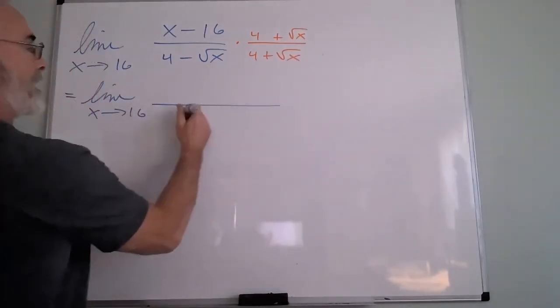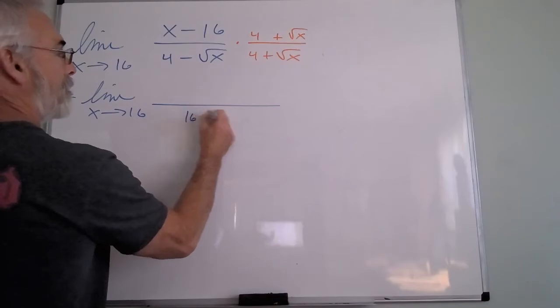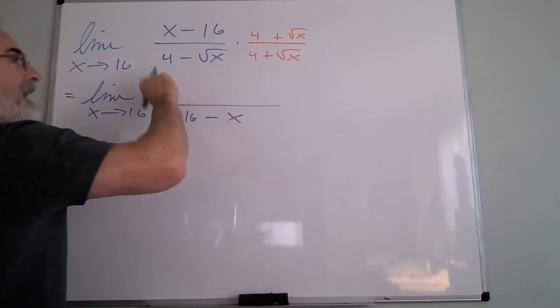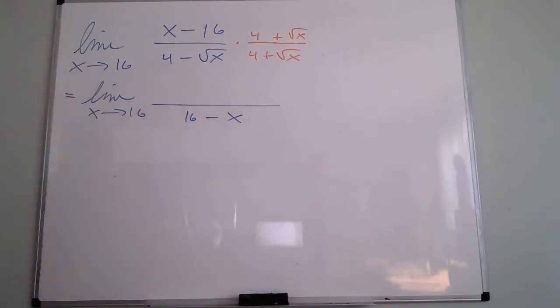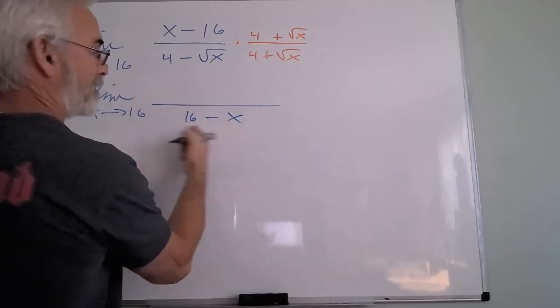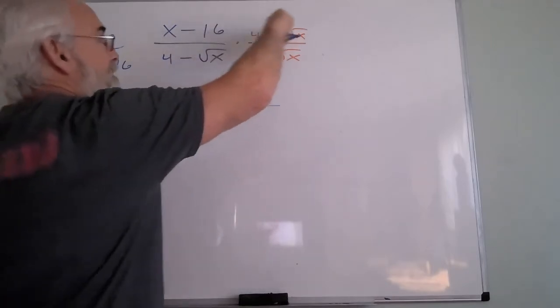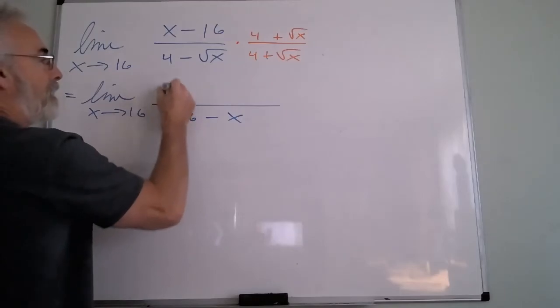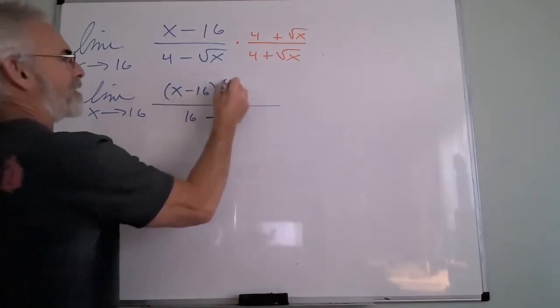Now, on the bottom, I'm going to have 16 minus x. Remember, a minus b times a plus b is a squared minus b squared. So I have 4 squared minus the root squared, so it's just that. Don't distribute the top. I want to be able to cancel factors.